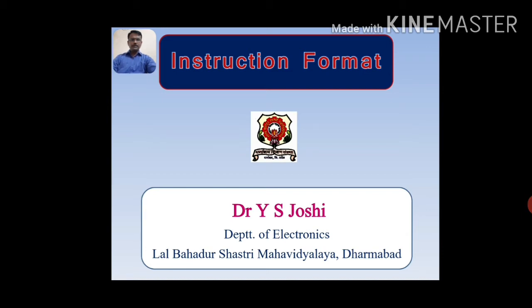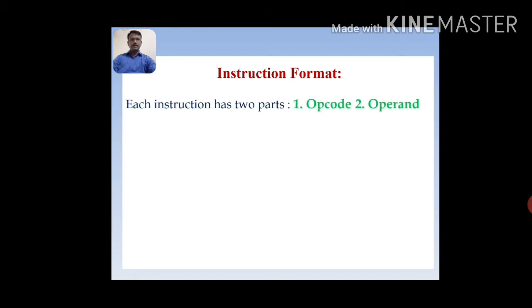This is the second video lecture on unit number 2, and in this lecture we are going to learn instruction format and its types. In the last video lecture we learned instruction cycle, machine cycle and T-state. So we know that instruction means it is a command given to the microprocessor to perform a specified operation on given data. Now here we will learn instruction format.